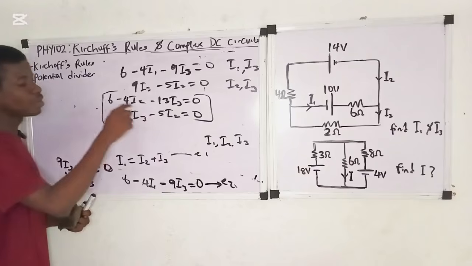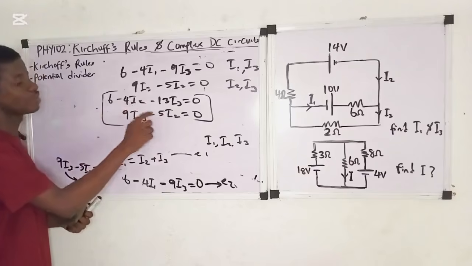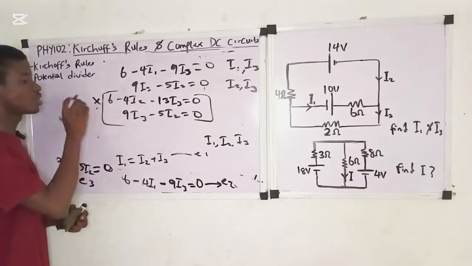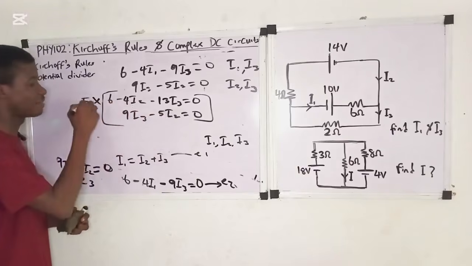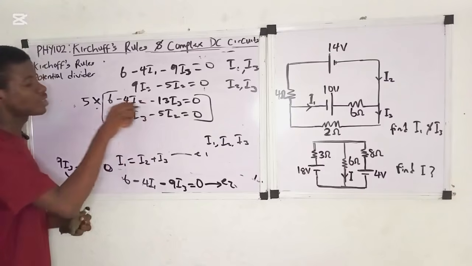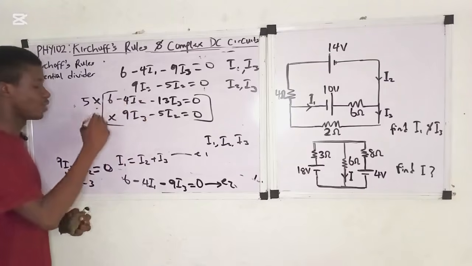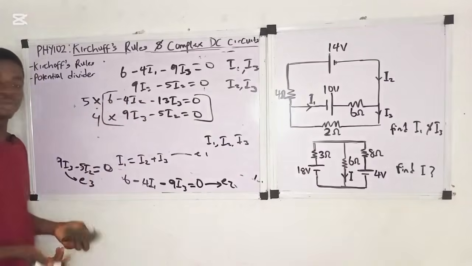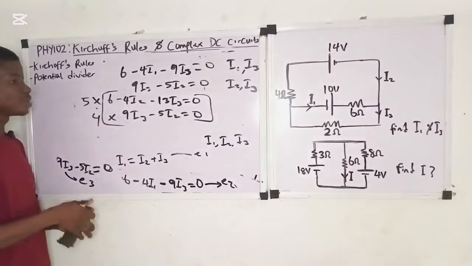So since we want to eliminate I2 in these two equations, we multiply the first equation with the coefficient of I2 in the second equation, which is 5. Then we multiply the second equation with the coefficient of I2 in the first equation, which is 4. So this is simultaneous equations. Let's multiply everything.